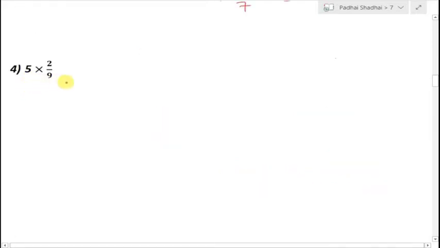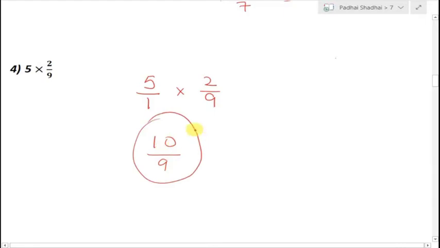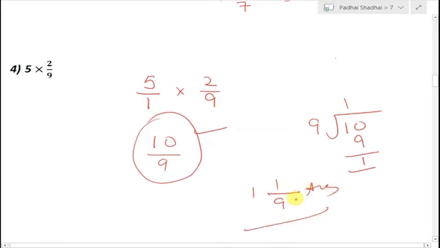Let us see the fourth. 5 into 2 by 9. Here also we will put 1 as a denominator, and 2 by 9. 5 twos are 10 and 9 ones are 9. Again the same thing, we cannot convert into lowest form. We will change it into a mixed fraction. 10 divided by 9, we will get 9 ones are 9 and 1 will be the remainder. Arranging the terms, 9 in the denominator, 1 as the whole number, and 1 in the numerator. 1 integer 1 by 9.